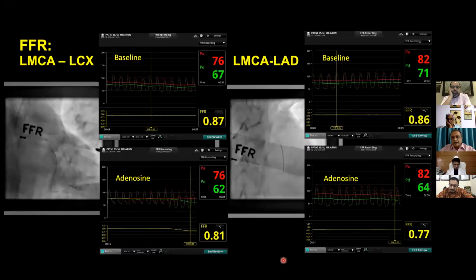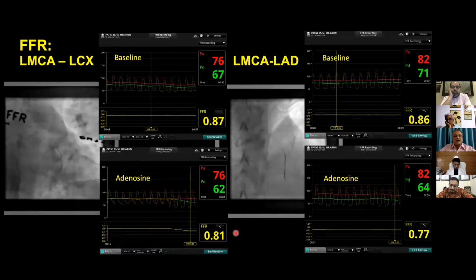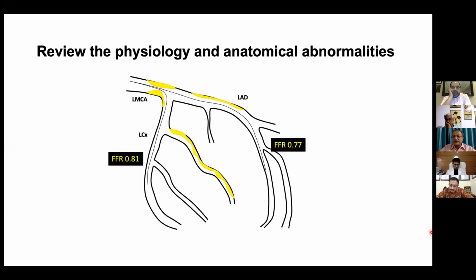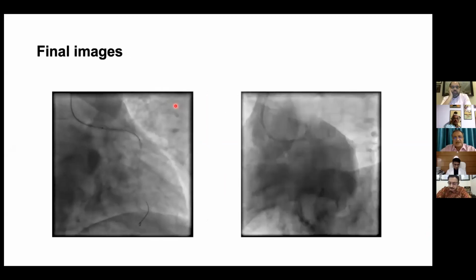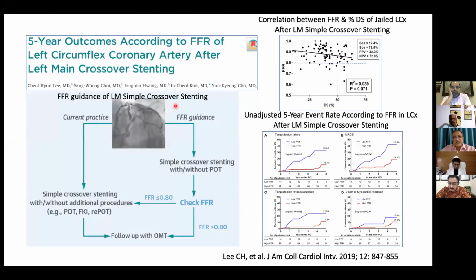It was a case where haziness was seen in the left main, and we did an FFR. Now here the FFR in the circumflex was 0.81 and the LAD was 0.7, but this had many lesions, and it affected the assessment of FFR. But since it was not more than 0.85, the left main lesion was considered significant, which was fixed with stenting, and these were the images. The 5-year outcome of the crossover stenting again was favorable when you assess the side branch value.